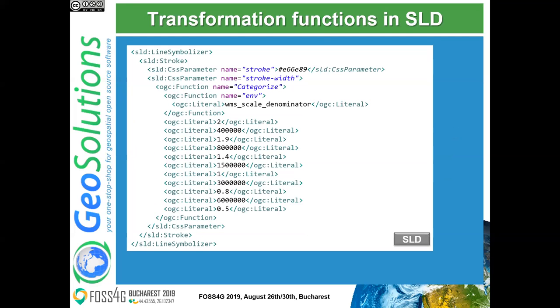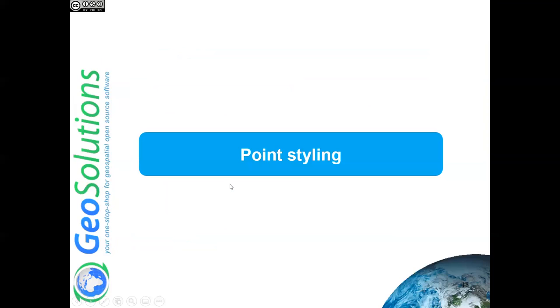This same CSS is translated down in SLD. It's exactly the same, it's just harder to read. So we have the categorization based on the WMS scale denominator environment variable, and the scale denominator thresholds, which are full numbers, so they are harder to read. But besides that, they are the same. So that was it for scale-based dependencies.